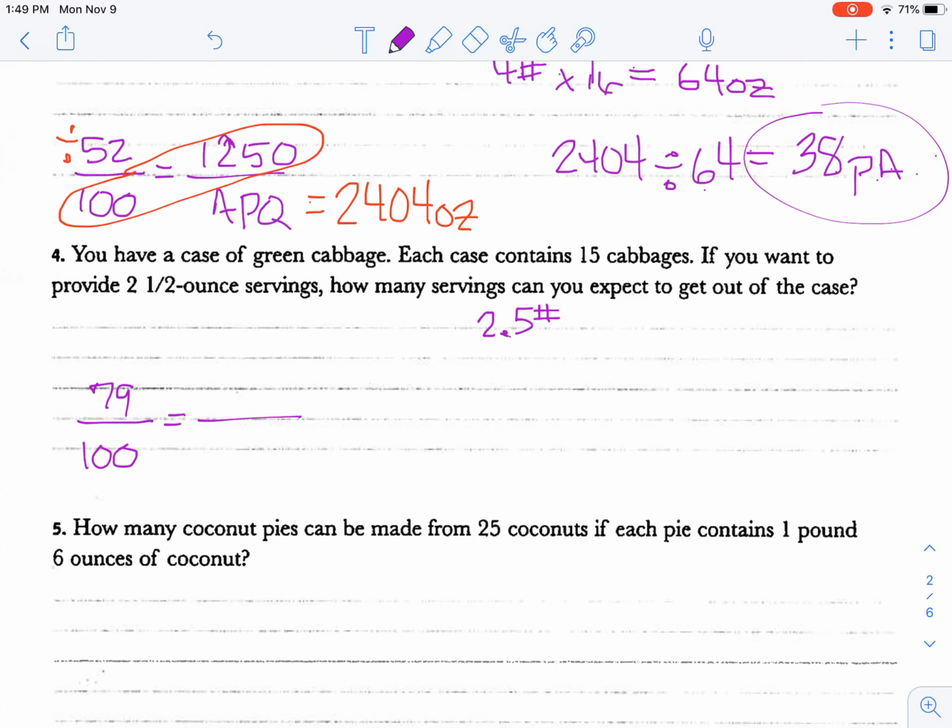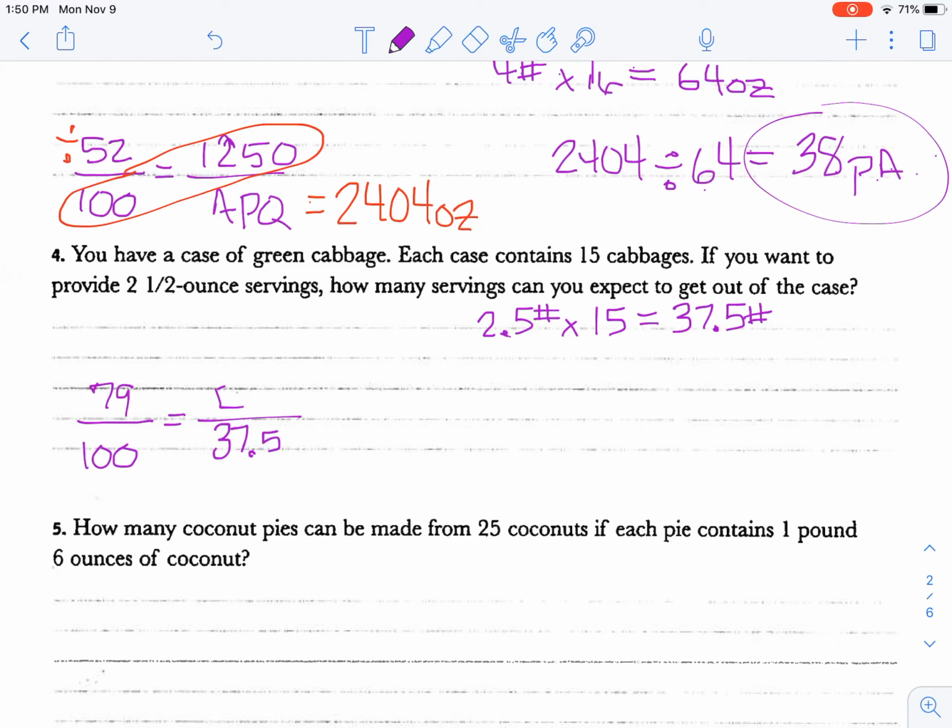All right. So as far as the EPQ or the APQ, the only thing that we really know is that we have 15 cabbages. They're sitting in front of us, and each one weighs 2.5 pounds. So if we take 2.5 times 15, we get 37.5 pounds. And that's sitting in front of us. That's before we've cut them up or anything like that. So that is the as purchased quantity.